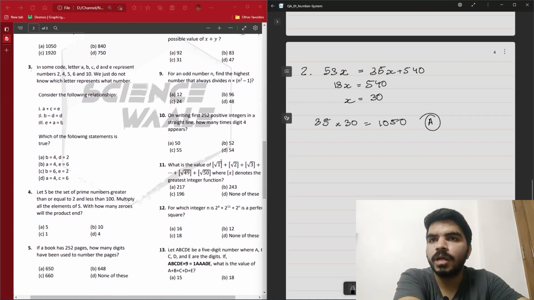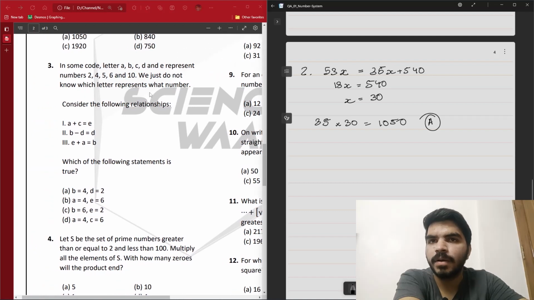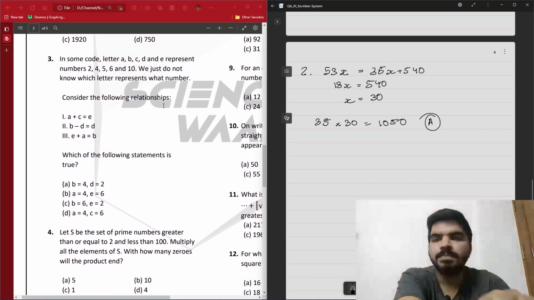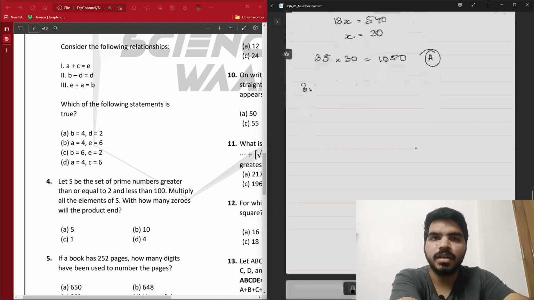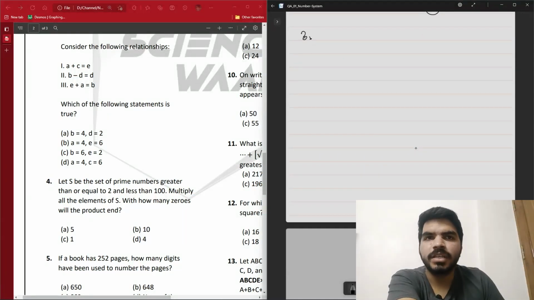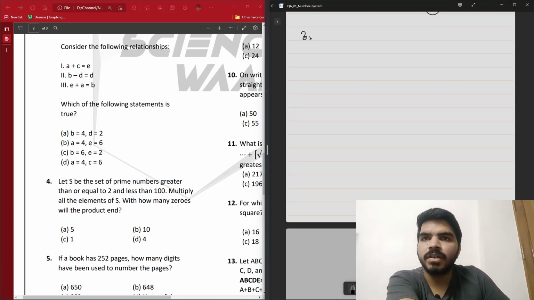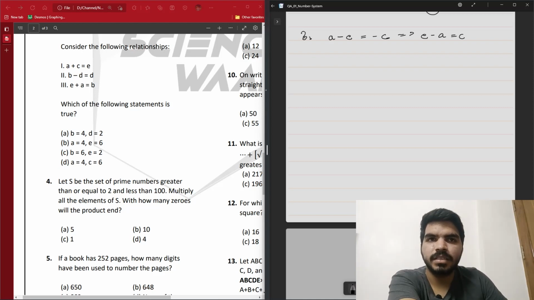In some code, letters A, B, C, D and E are used to represent numbers. A plus C is equal to E. In this one, we can use logic. Looking at the first and third, I am rewriting the first as A minus E is equal to minus C, so E minus A is equal to C. And looking at the third one, E plus A is equal to B.